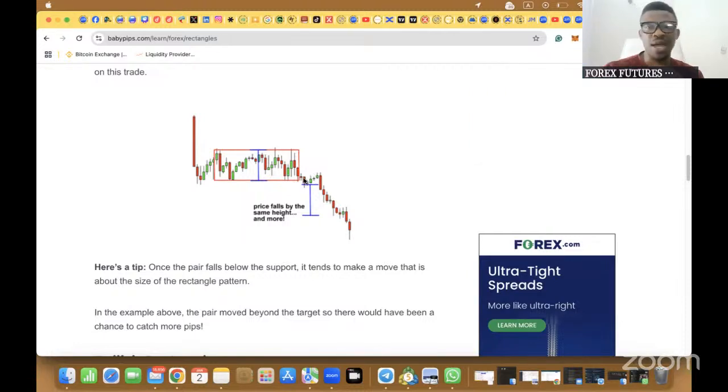Pullback is also a topic I need to teach you on one of the days. What is a valid pullback? A valid pullback is important. It's important you know when there is a pullback and when there is no pullback.